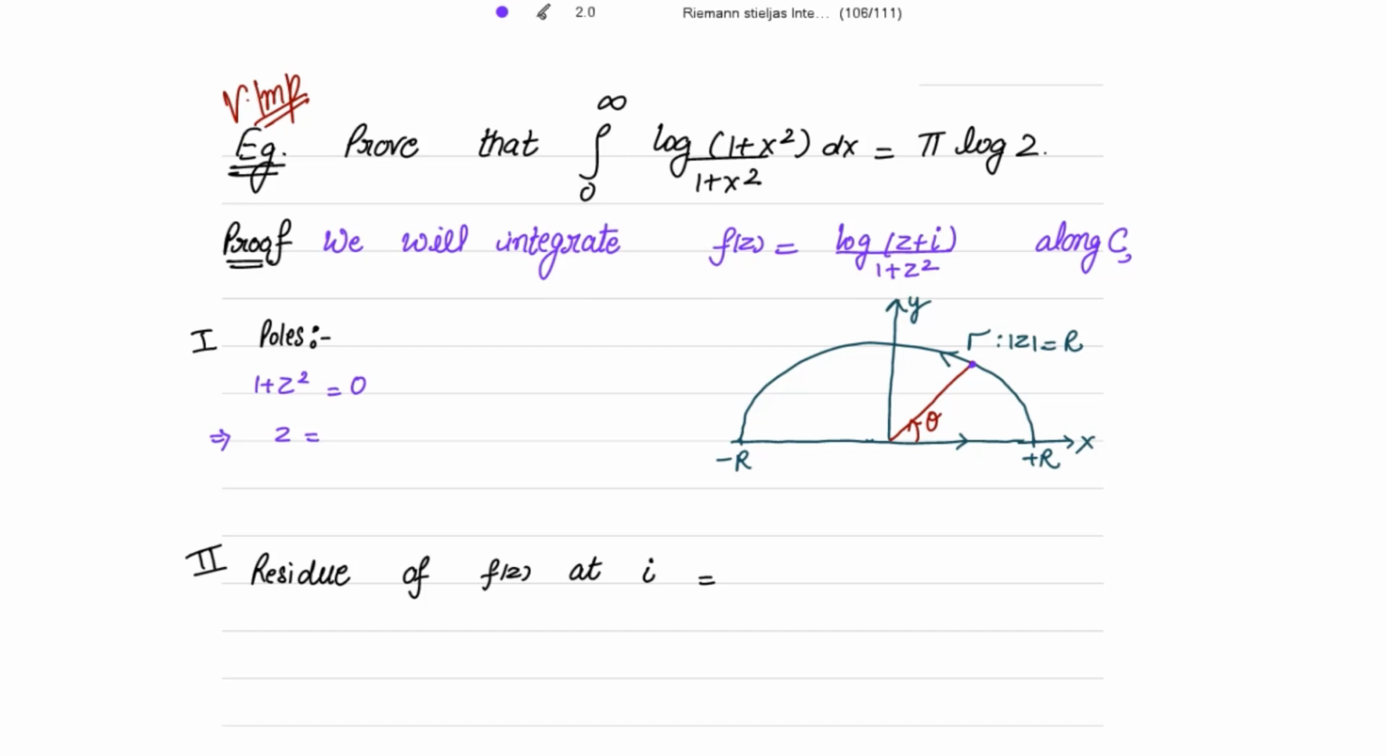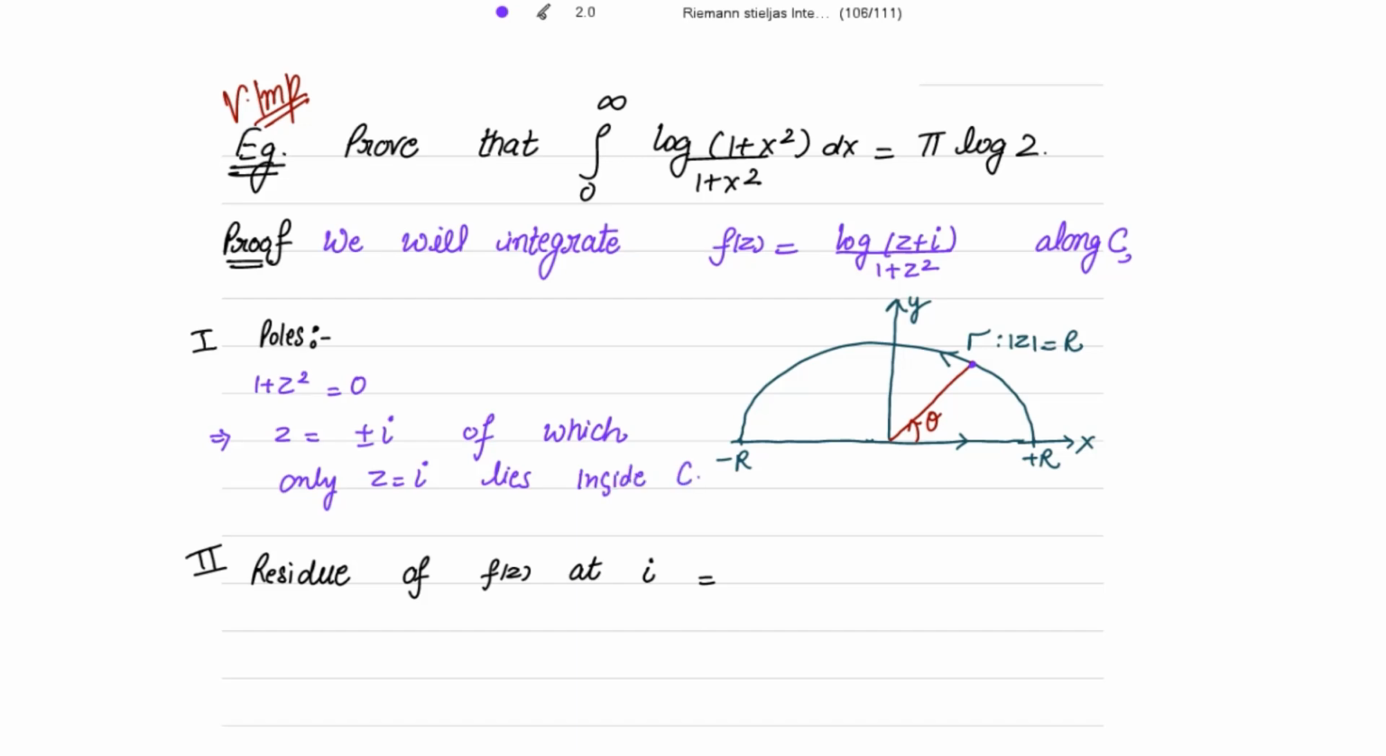Alright, again our first step is to find out the poles. So to find out the poles, I'm taking the denominator equal to 0. So 1 plus z square is equal to 0. And then z is clearly equal to plus minus iota, very good, of which z is equal to iota lies inside the contour C, right?